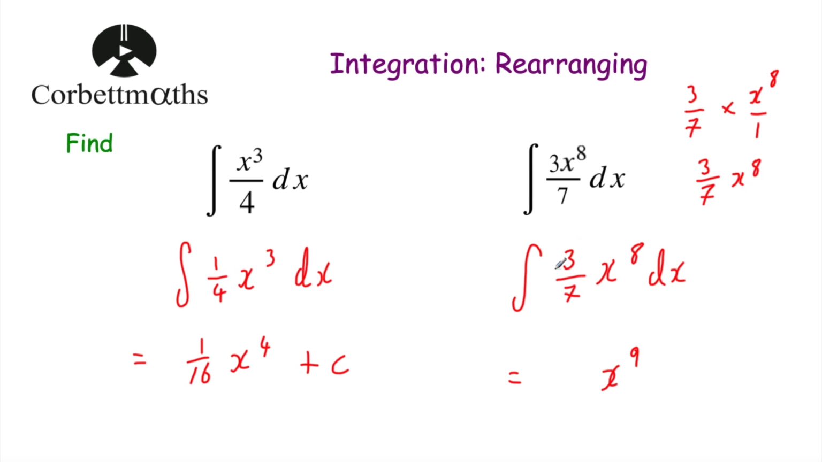You can just do 3/7 divided by 9 in your calculator, and that's equal to 1/21. So we get 1/21 x to the power of 9 plus c. And that's it. And if you wanted to, you could write it as x to the power of 9 over 21 plus c, but I'd probably just leave it like that. And I just wanted to go through those because I mentioned them briefly in our last video.